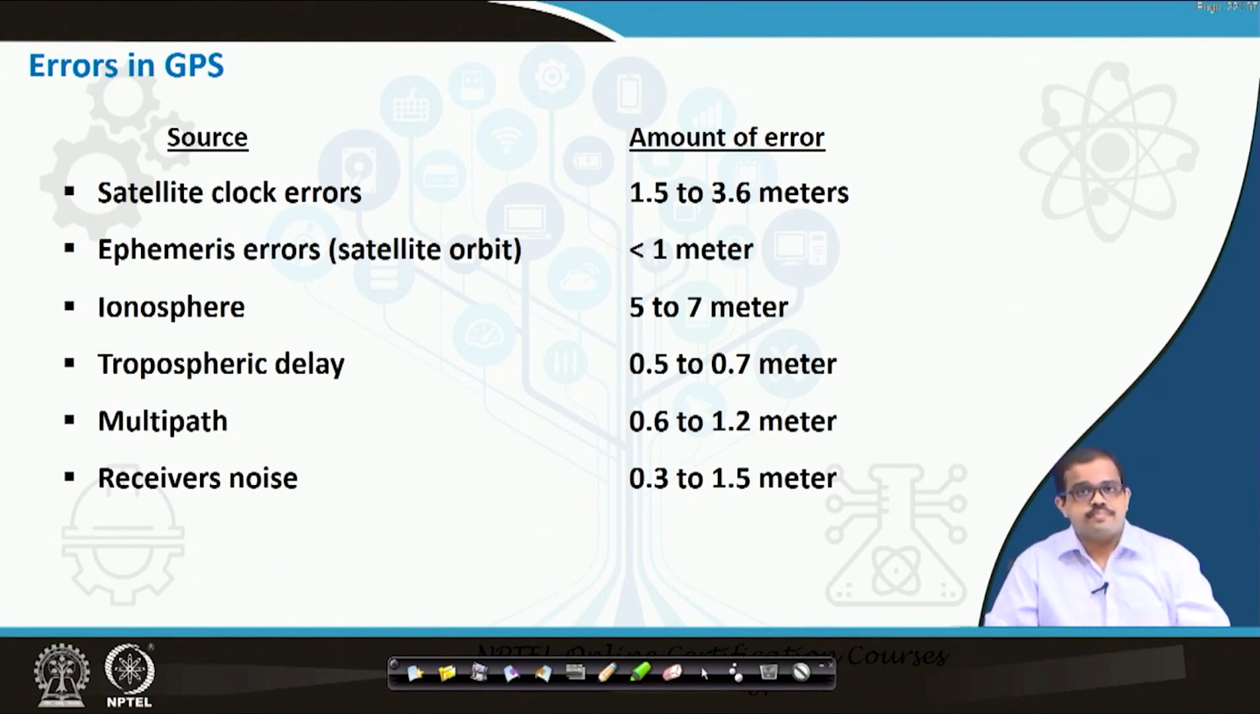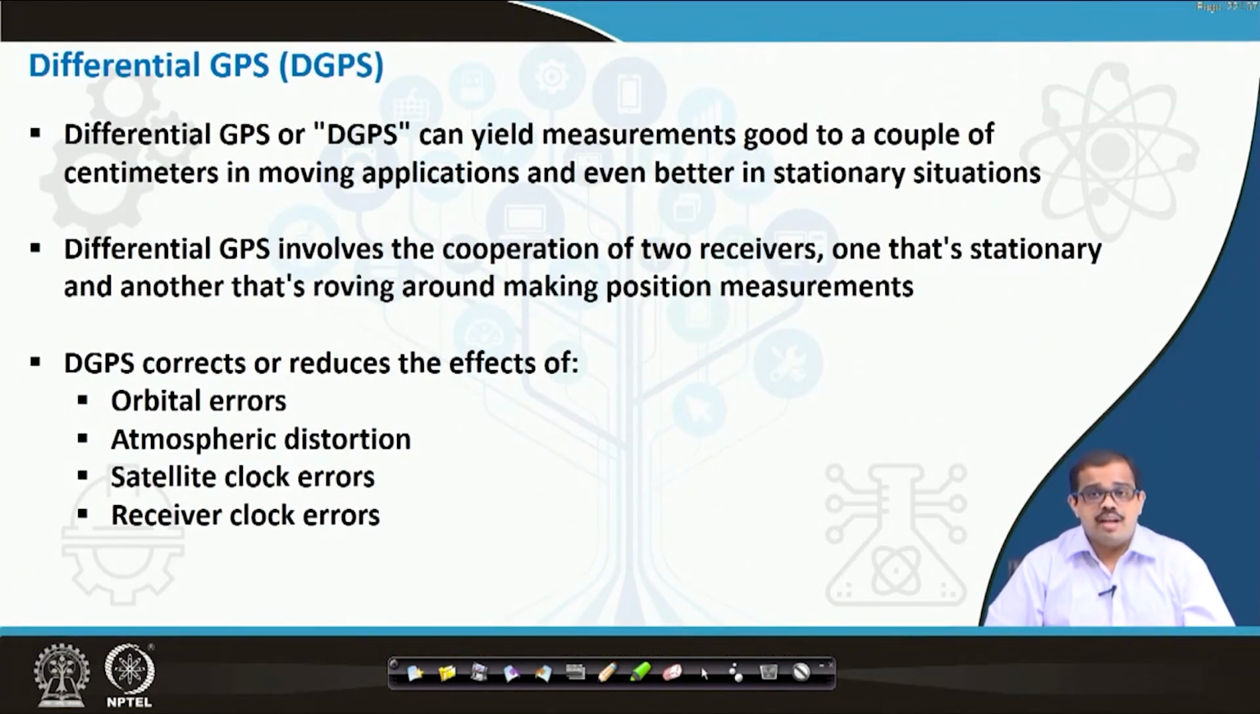Now the very important point is where your errors are minimized using a DGPS, very well known as differential GPS. It can yield measurements good to a couple of centimeters, not even meters, a couple of centimeters. We can say our data is accurate to 10 centimeters or 20 centimeters in moving applications, and even better in stationary applications, where we can go up to 1 centimeter or even less than 1 centimeter error in terms of differential GPS.